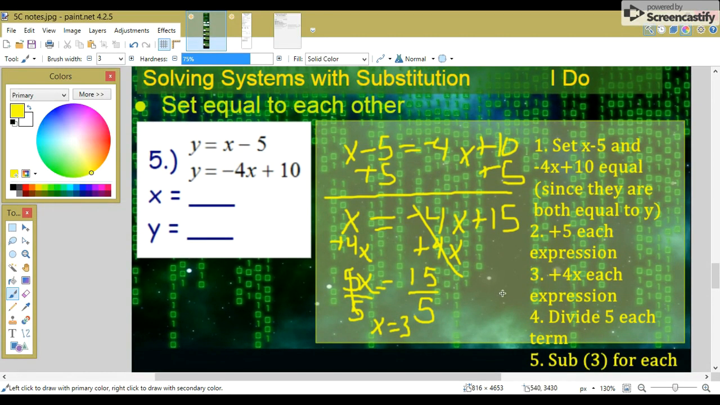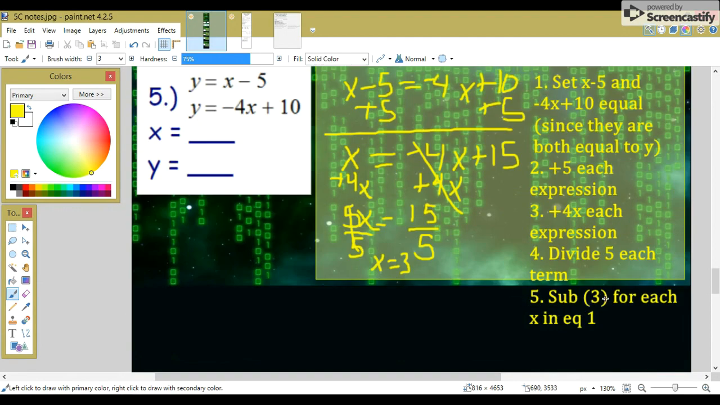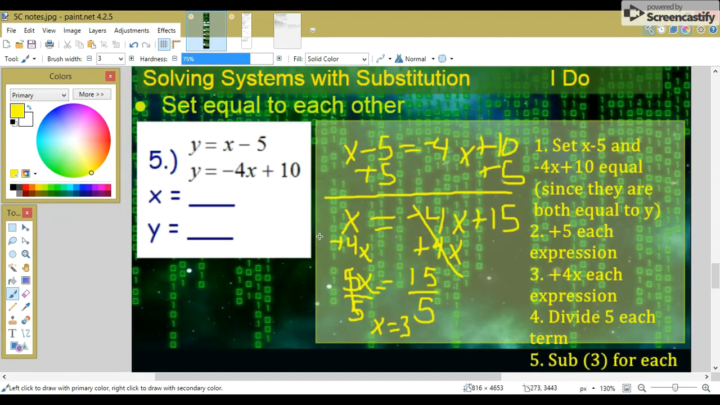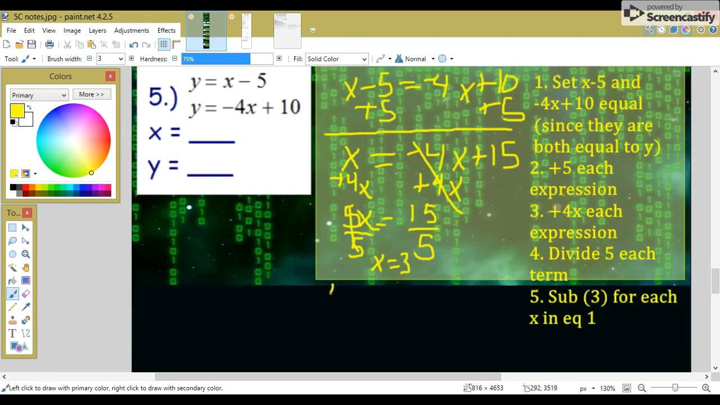And then the next step, we want to substitute 3 for each x in equation 1. We could also do equation 2, but equation 1 looks easier. So y equals 3 minus 5. 3 minus 5 is negative 2, so y equals negative 2. Our solutions are x equals 3 and y equals negative 2.